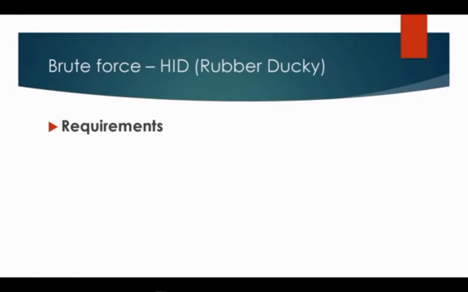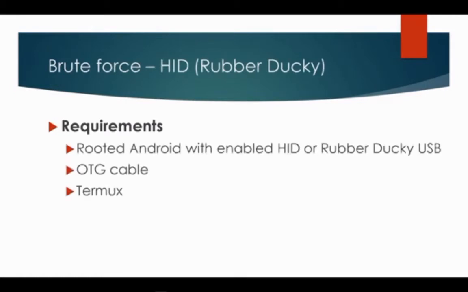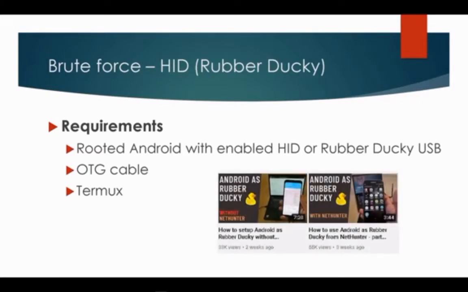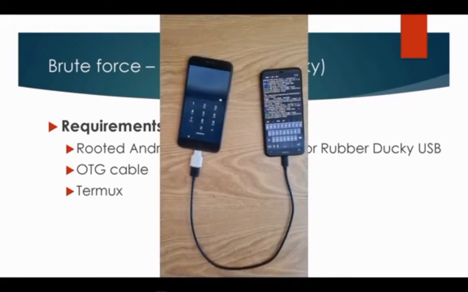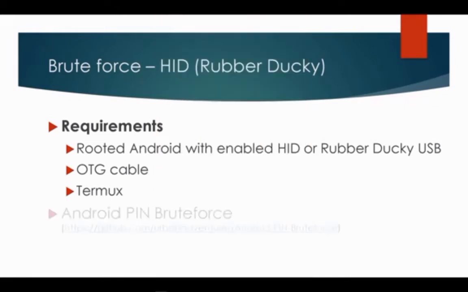The requirement for this technique is either a rooted Android smartphone that has HID enabled or a Rubber Ducky USB. How to enable HID for your Android, I already prepared 2 videos that are available on my YouTube channel. Then we need an OTG cable that connects our main and targeted smartphone. For HID brute force, we will use the Android PIN brute force tool that is available on GitHub. It's free and super handy.